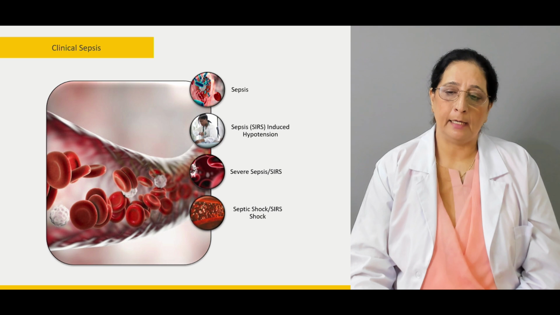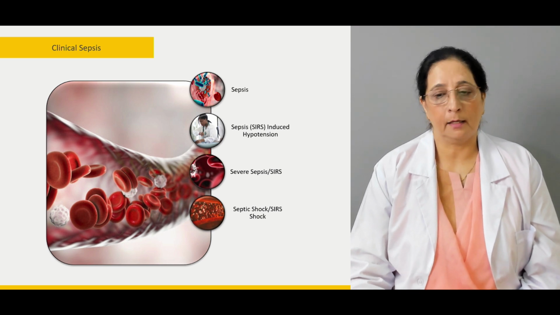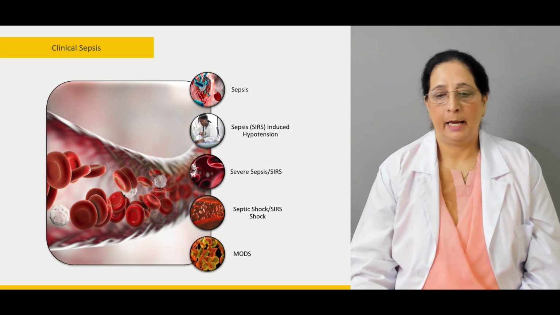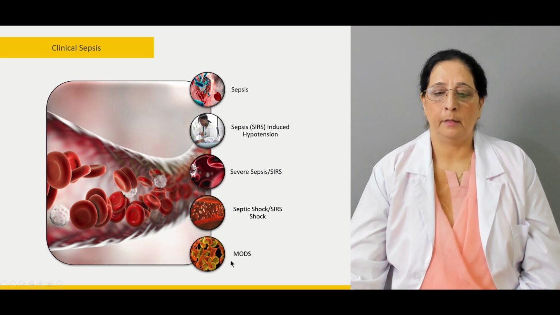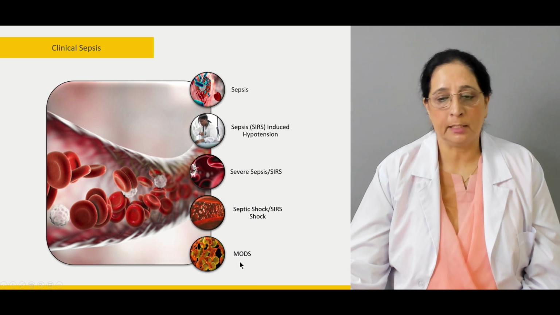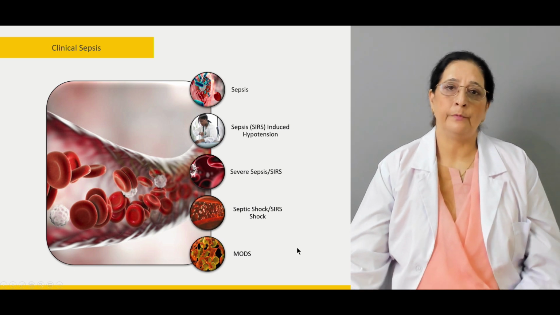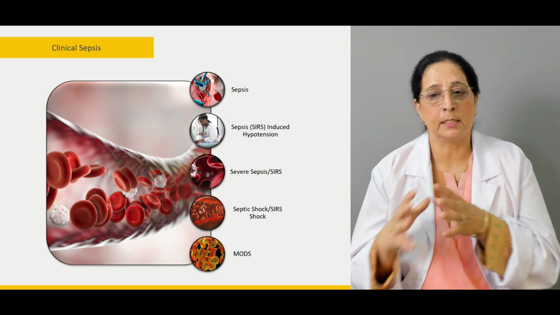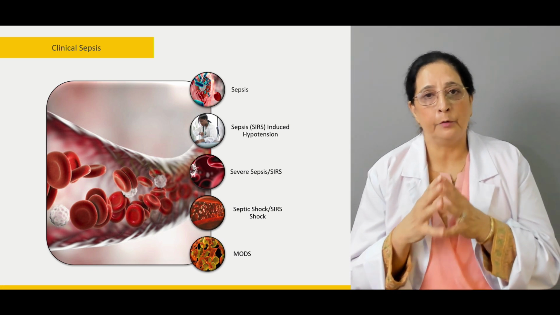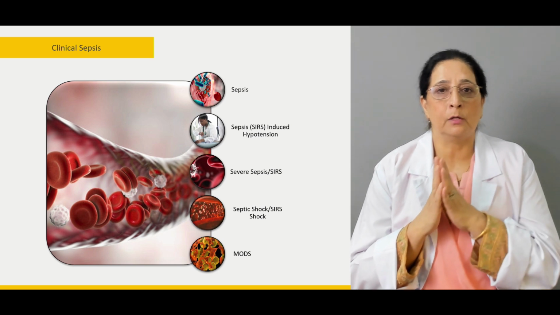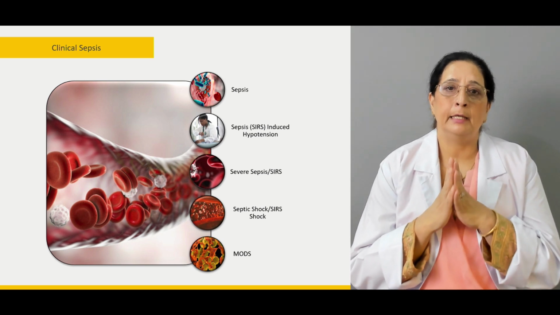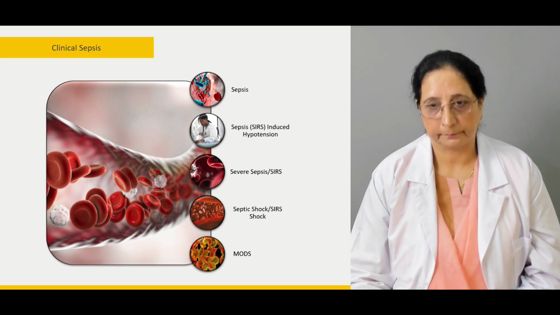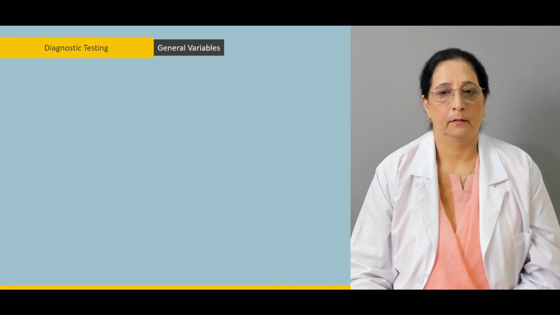Septic shock, or SIRS shock, can occur, and multiple organ dysfunction can occur. So once it reaches the bloodstream, it causes the sepsis, and causes the hypotension. Hypotension can cause shock, and it can affect multiple organs of the body.